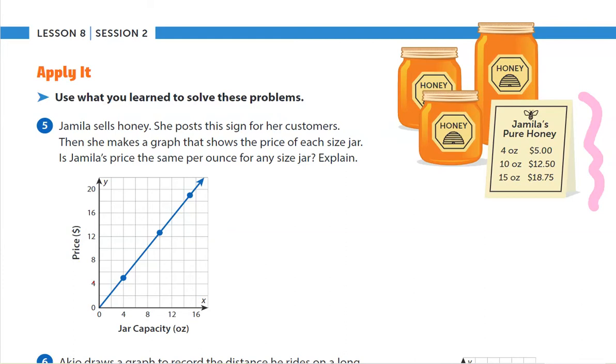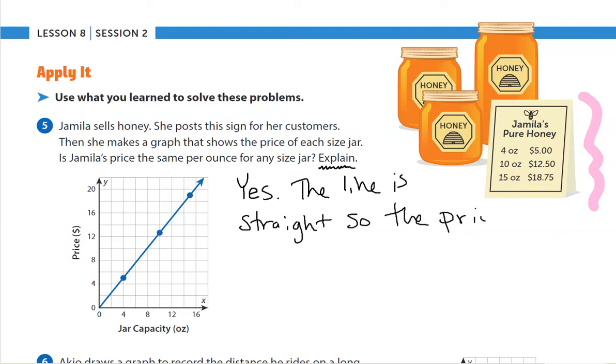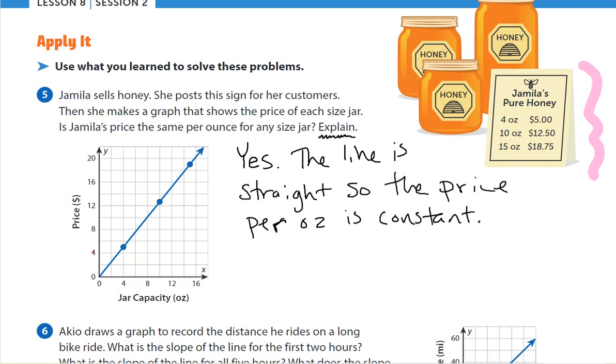So let's see, how do we put that down in English now? Is the price per ounce the same for any jar? Yes. Now, the important part, explain. Can't skip that. The line is straight. So the price per ounce is constant.